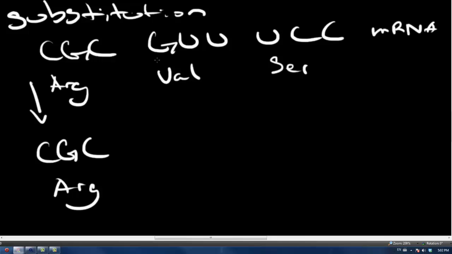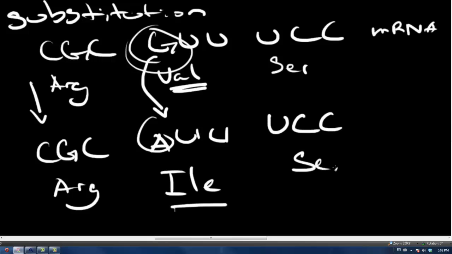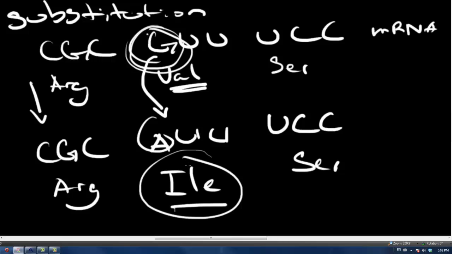But what happens if this G gets swapped for an A? Then it's AUU instead of GUU. Well, now the amino acid is no longer VAL. It is now ILE, I-L-E. And then once again, because this base substitution only affects one base, and only one amino acid, nothing happens over here. This is still UCC, which is SER. So what to remember here is that in substitution, only one base is affected, so only one amino acid is affected.